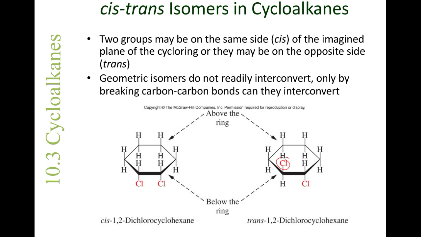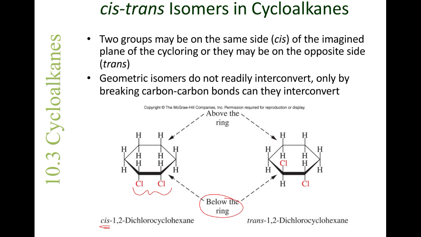When the two chlorines are on the same side, we prefix the name with cis. If we didn't know whether these two chlorines were on the same side of the molecule or not, we wouldn't be able to provide that information. But in this case, we can clearly see that both of these chlorines are below the ring. Therefore, we call the molecule cis-1,2-dichlorocyclohexane. In the second molecule, the two chlorines are on opposite sides of the ring, and we call that molecule trans-1,2-dichlorocyclohexane.